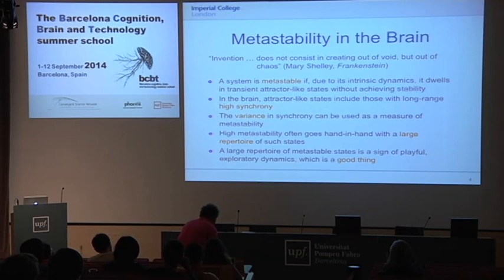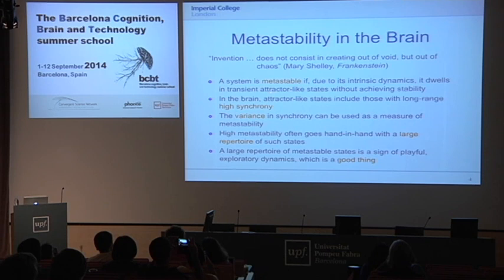The particular hallmark of the rich, complex dynamics that I'm interested in is metastability. Let me try and pin down what we mean by metastability. The term is somewhat up for grabs, but there are various mathematically precise measures that we can use to capture what is an intuitive concept. Basically, we're thinking particularly of a dynamical system here, a mathematically well-defined entity. A system is metastable if, due to its intrinsic dynamics, it dwells in transient attractor-like states without actually achieving stability.